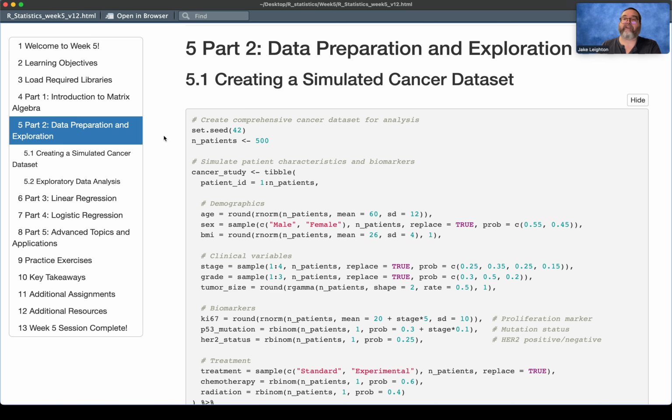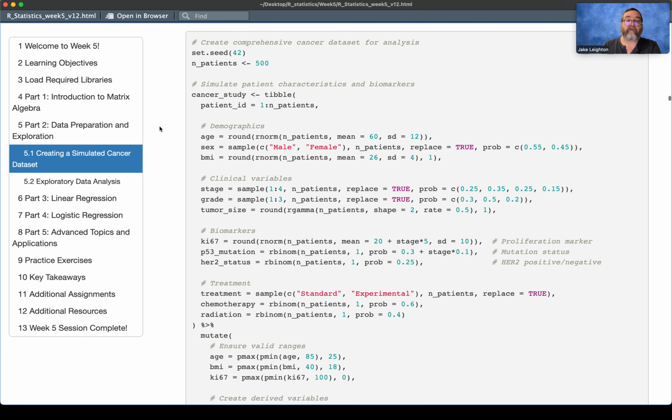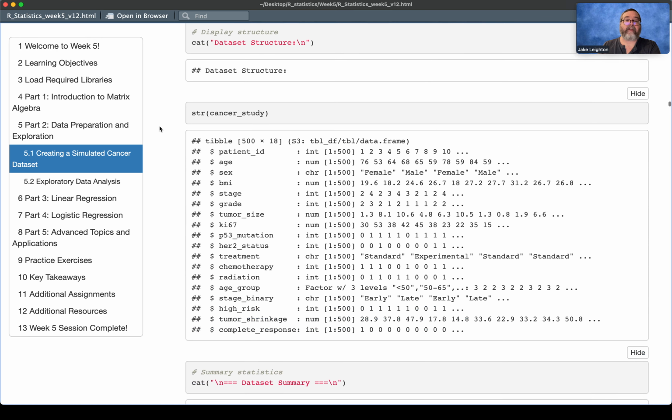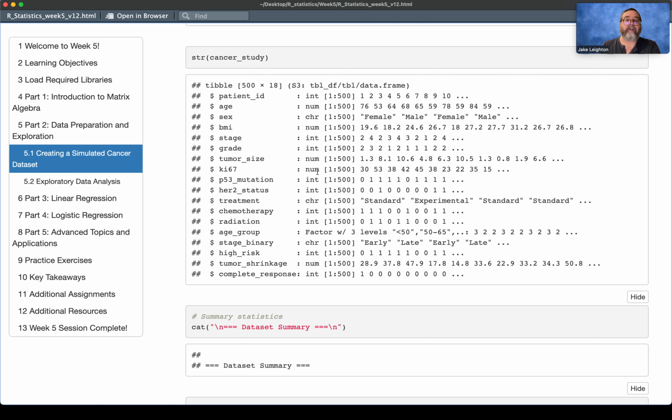So now we've done it the hard way, let's do it the easy way, right? Let's go back into creating a new cancer data set, a little bit more complicated one, and I've done that there. We have a number of numerical values like age, BMI, tumor size, Ki-67, and tumor shrinkage. We have a total complete response here of 0 and 1. Then we have a bunch of other integer values, things like stage and grade, 0 and 1 for P53 or HER2 status, same with chemoradiation, things like that.